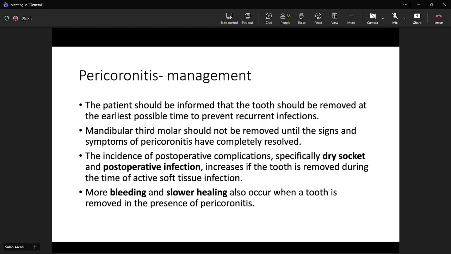Also, if you extract the tooth while there is active pericoronitis, you expect more bleeding because it's inflamed tissue. So it will bleed a lot, and the healing will be slower in this case too.